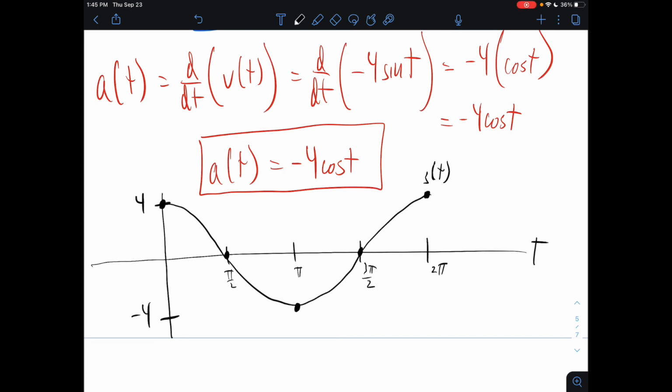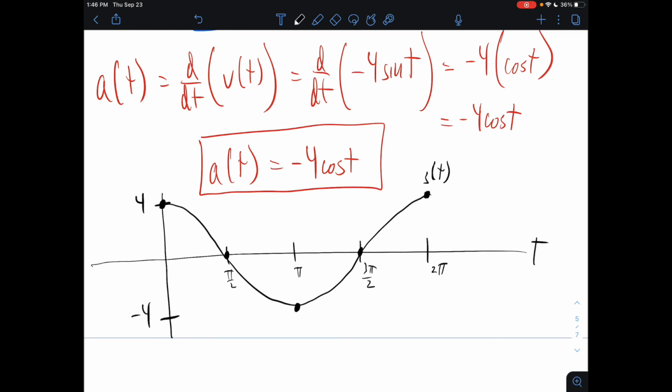So then again, think about what we had noticed before. If we want to find the derivative, it means from 0 to pi, the derivative is always negative because my position function is decreasing that whole time. And then at pi, it's equal to 0.